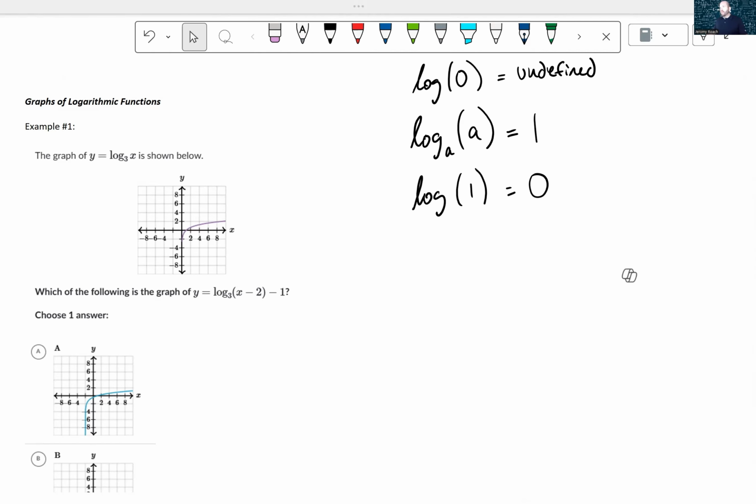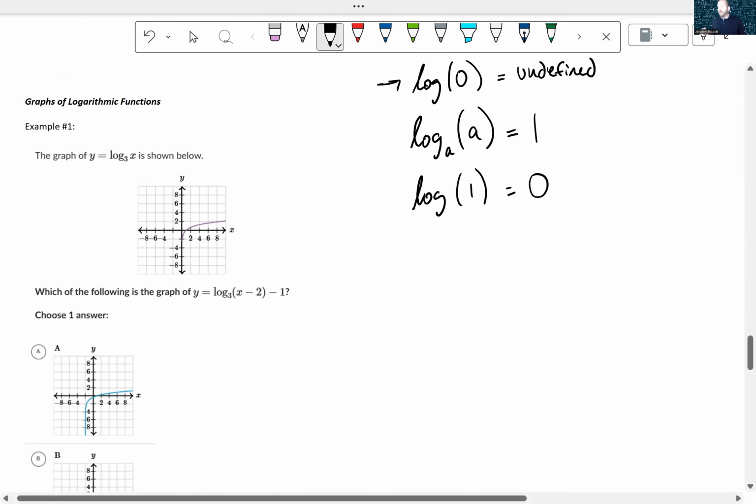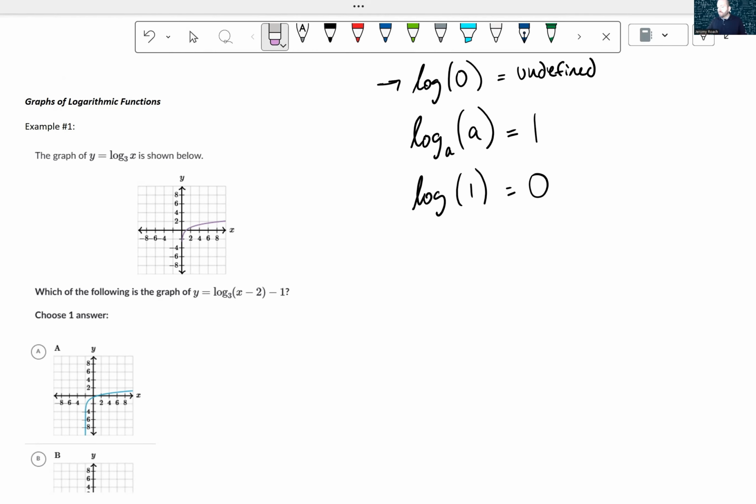So this first question says, we have log base 3 of x graphed for us here, and we want to figure out what the graph is going to look like of log base 3 of x minus 2, minus 1. We first want to find the asymptote, which is where the graph is undefined. When the index is equal to 0, it's undefined. So we need to ask ourselves, what can we plug in for x to make this index equal to 0? If we plug in 2 for x, that'll give us 0. So f of 2 is equal to log base 3 of 2 minus 2, minus 1, and that's going to give us an undefined answer.